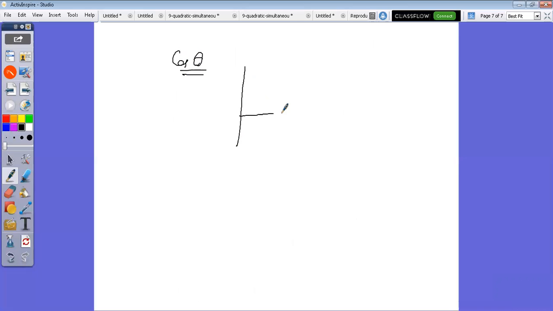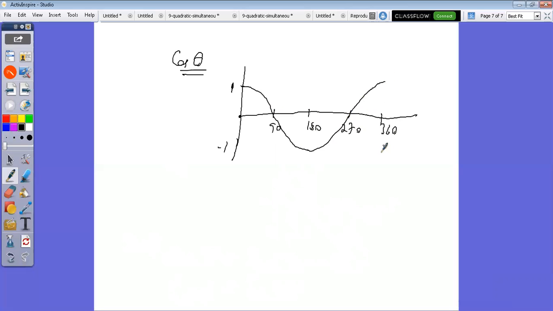So the graph of cos theta, we know that cos 0 is 1. You can check from my calculator. Cos 0 is 1. Then cos 90 should be 0. Then cos 180 should be negative 1. Then cos 270 should be 0. Cos 360 is 1. Clear?